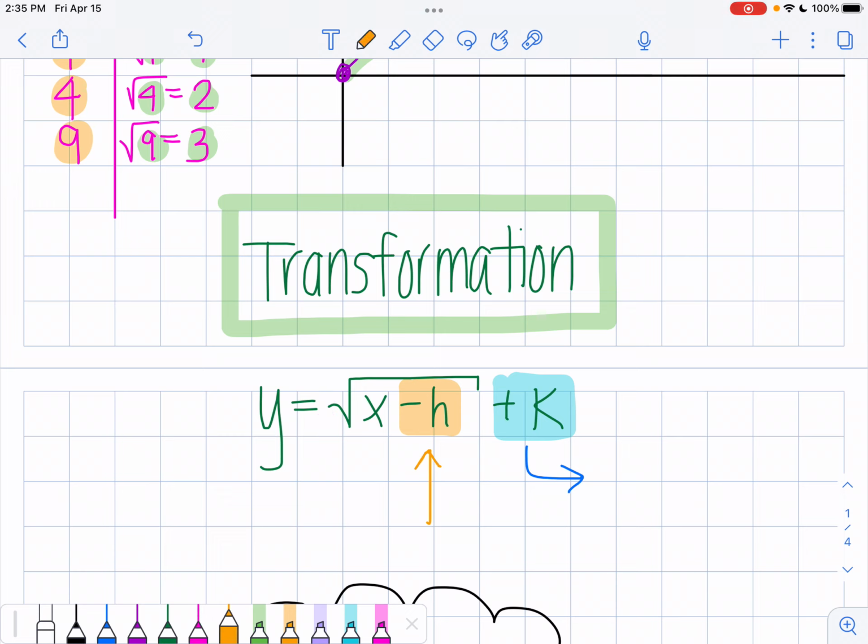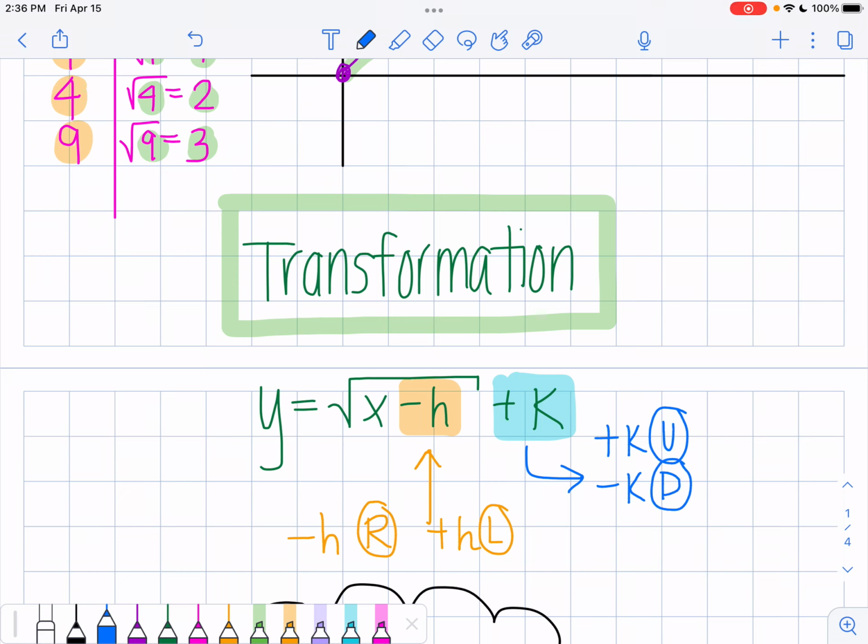So if I have this minus h, the number that is with the x, inside my square root, is going to move my graph right or left, and it's opposite of what you would think. So if you have something that's minus a number, it's actually going to move it to the right. But if it's plus a number, it's going to move it to the left. Now the number on the outside, this plus k, moves our values up or down. So if I have plus a number, then my value is going to go up. And if I have minus a number, then it's going to go down.